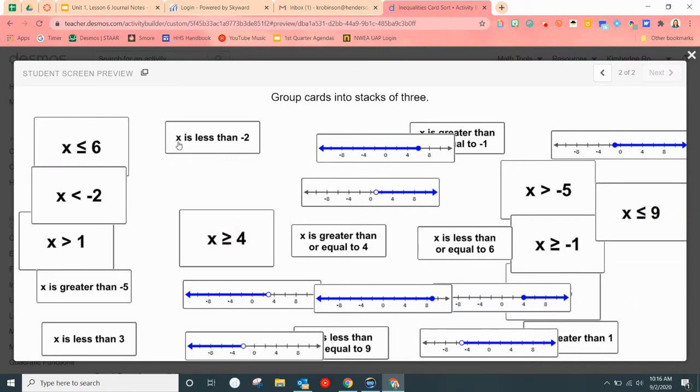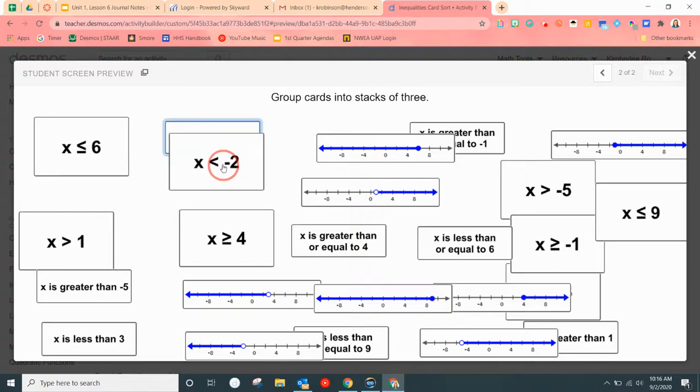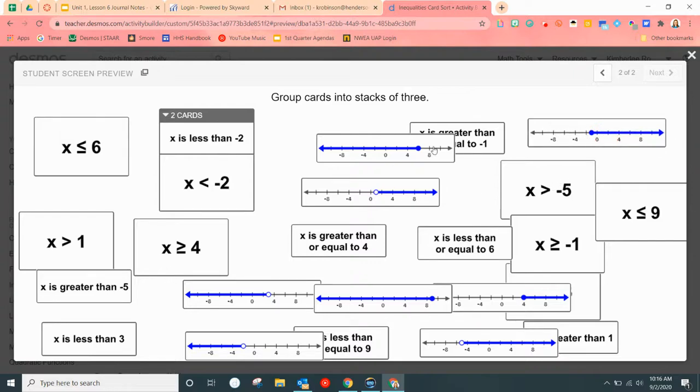So I'm looking for one that says X less than -2. So I can see right here, that's this one, X less than -2. So if I pile those up, it's got 2 cards in that group. So now all I need to do is find the graph that matches it. So I'm looking for one that's at -2. And I also can tell right now by my symbol, because I don't have the line under it, it's going to be less than with an open circle. So I know it's got to be one of these with an open circle.